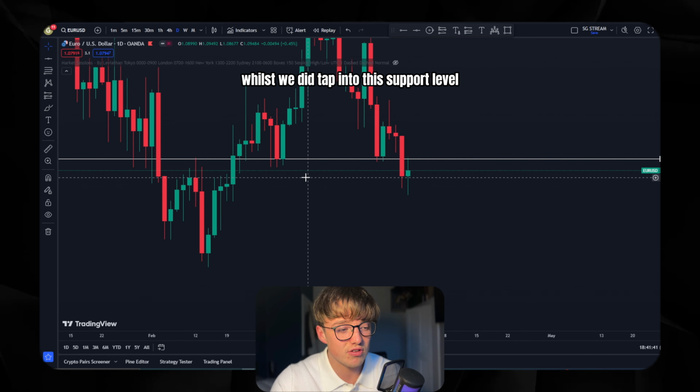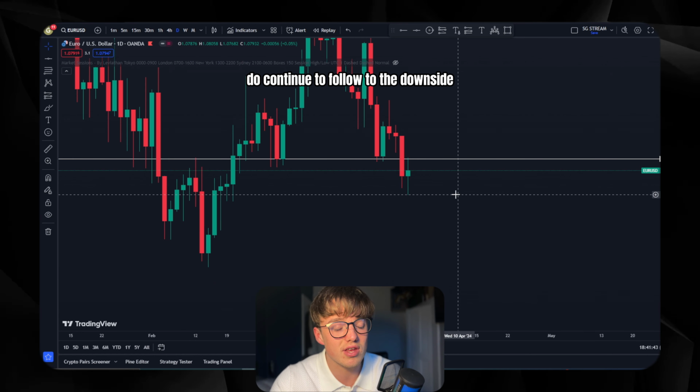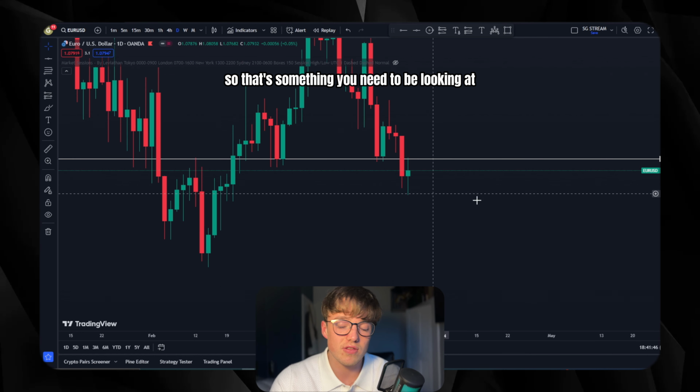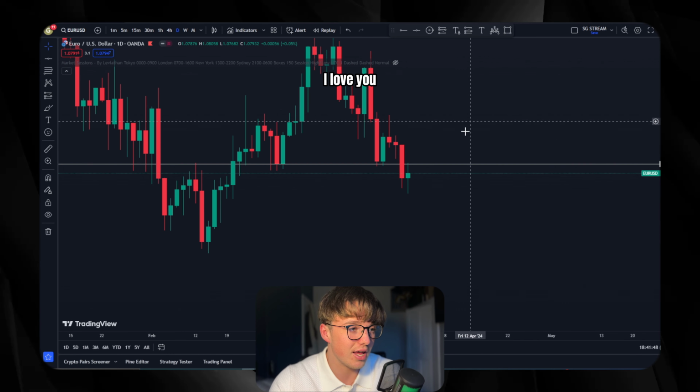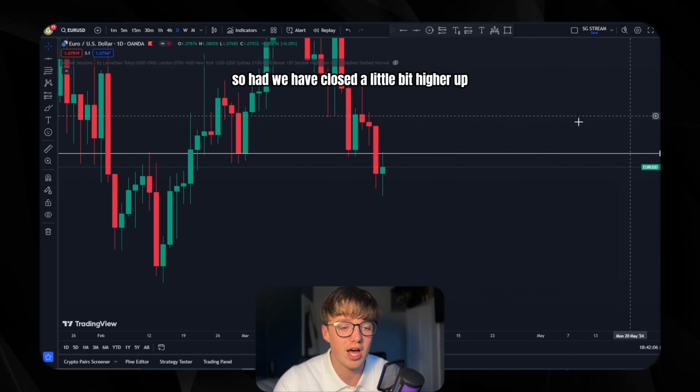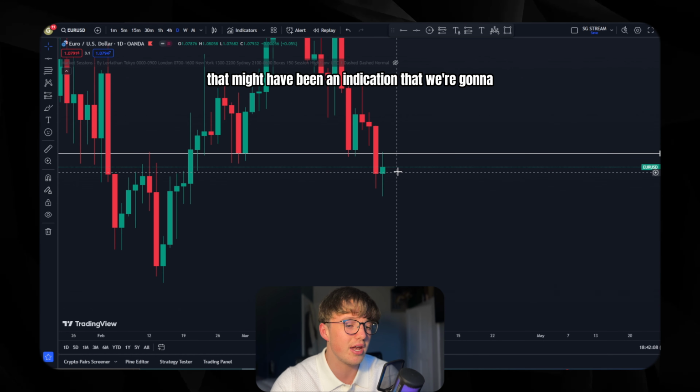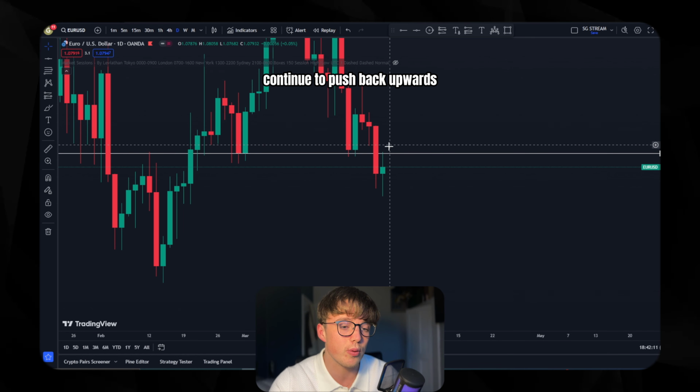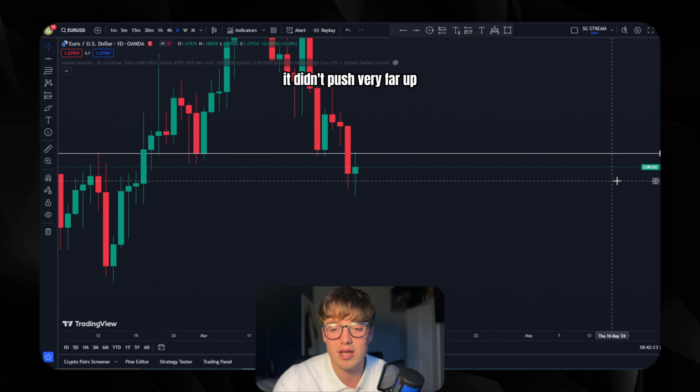Whilst we did tap into this support level, I think it's more likely that we do continue to the downside. So that's something you need to be looking at when you're trying to decide what the daily bias is. Now this candle did also close weak bullish, right? Had we closed a little bit higher up, that might have been an indication that we're going to continue to push back upwards. But it's a weak bullish candle, right? It didn't push very far up.